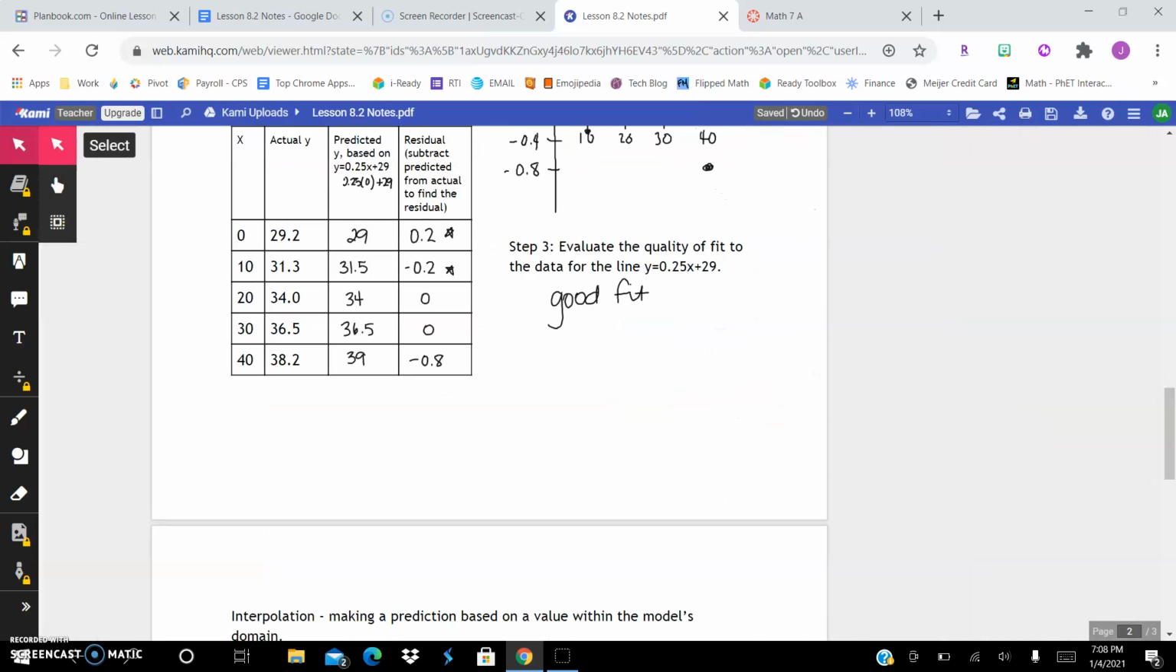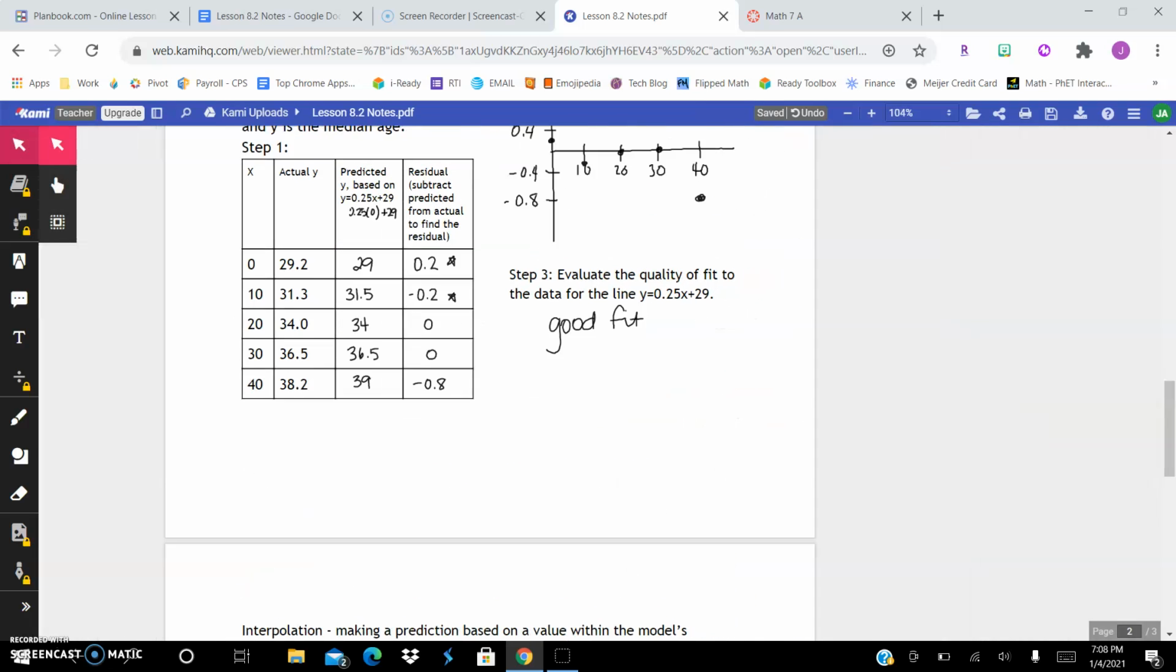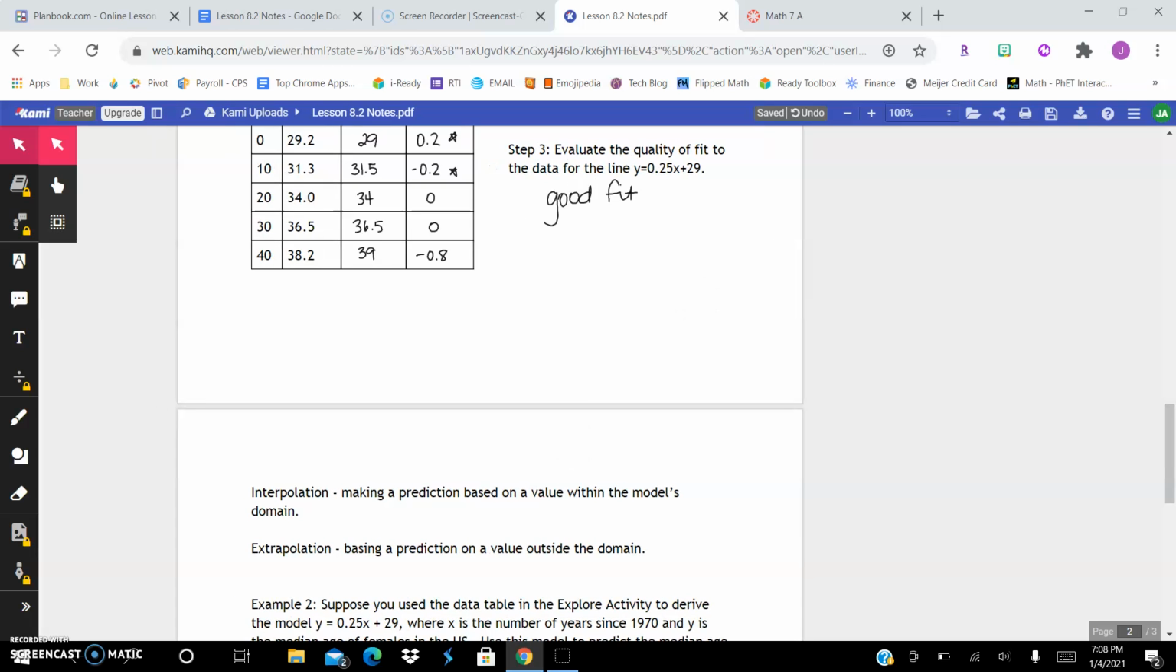We can tell that that equation is a good fit. Now, not everybody's equation is going to be the exact same, because when you draw your line, you may draw it just a tad bit different, just like we got a different equation when we did this problem before.